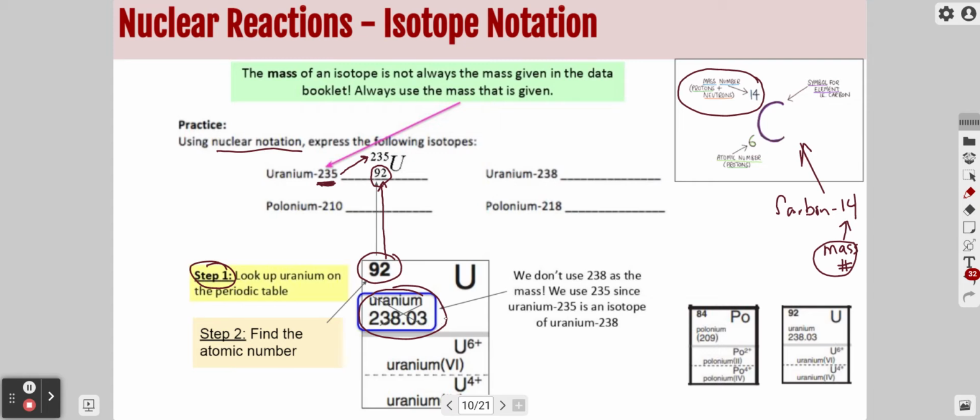238.02. This is not the mass number. This is an average mass number of all the different isotopes of uranium. You could have a uranium-238 or a 235, but they told us in the question that it was uranium-235. It looks like uranium-238 is probably the most common. But it doesn't matter. You don't take the mass number from the periodic table. They're always going to give it to you, or you're going to calculate your mass number. Remember, mass number is protons plus neutrons.